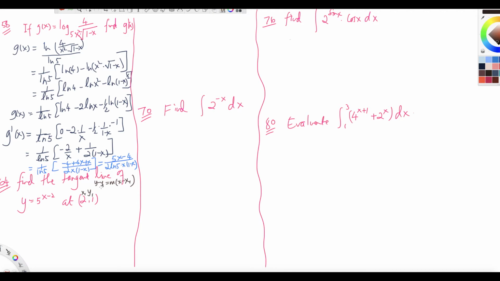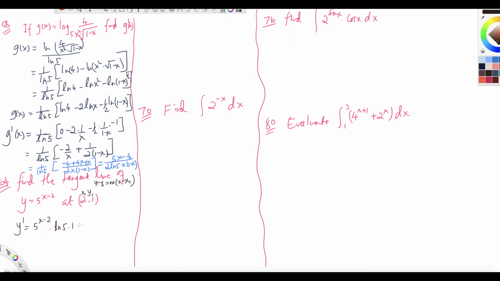So we need to find out m, the slope or the derivative, first. So what is y prime? It is like a to the u, right? The derivative of a to the u is a to the u times ln a times u prime. Here u prime is 1, and ln 5 also, ln 5 times 1, right? That's the derivative formula, right?